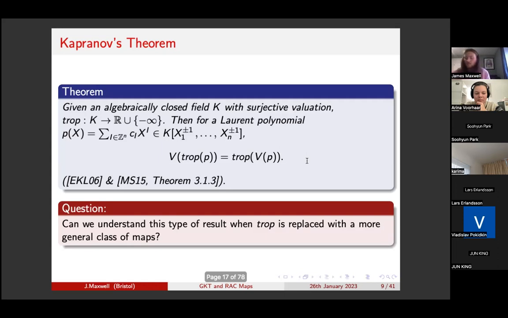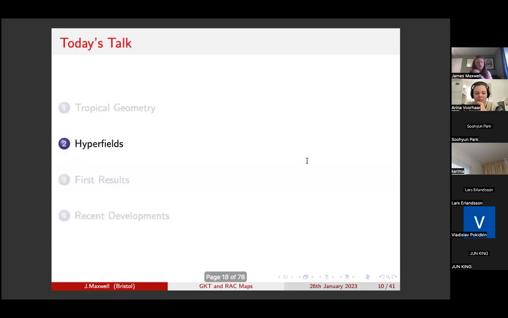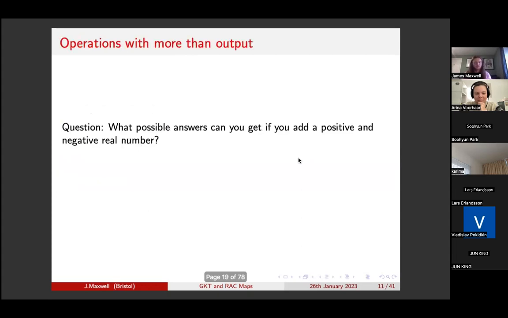So on to part 2. This is where I'm going to introduce objects called hyperfields. And if you haven't seen them before, they are a little bit wacky to begin with, but that's okay. It's all part of the charm of working with something new.